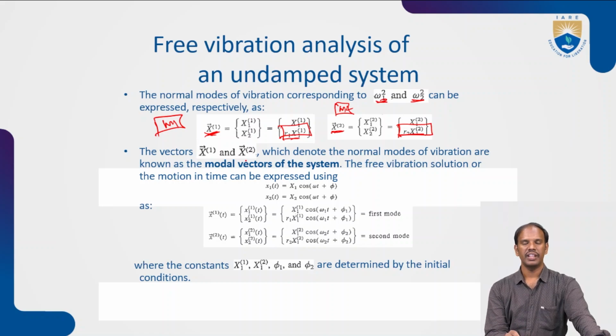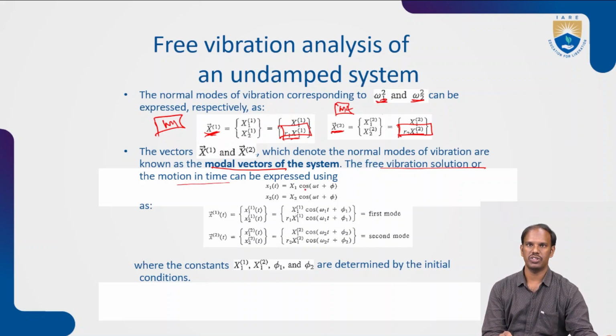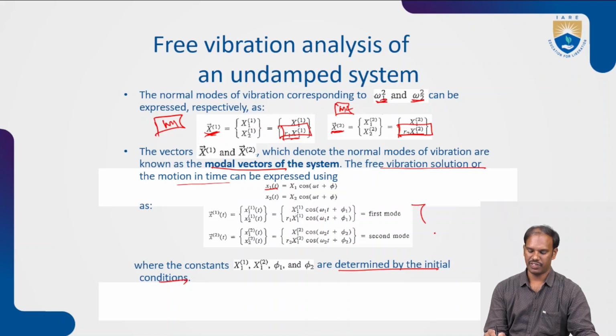And in the vector form, x1 bar and x2 bar we can denote the normal modes of vibration, known as mode vector systems. The free vibration solution of the motion can be expressed with time. So we take x1 of t equals x1 into cos of omega t plus phi, which we have already seen, and we can write it in terms of the initial conditions, first mode and second mode.